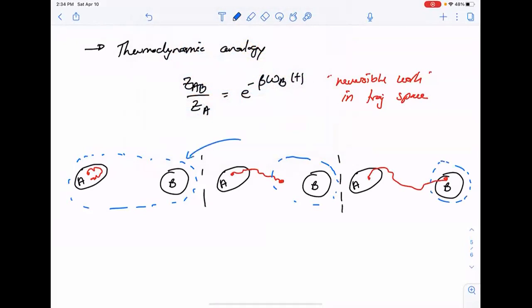Where these blue lines are meant to be constraints on the endpoint of the trajectory. So this could be a reversible work path that grows a trajectory from being localized in A to begin with to one that traverses a barrier in some high dimensional space and goes eventually between A and B.